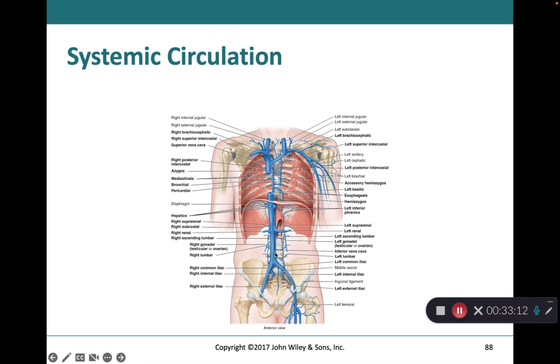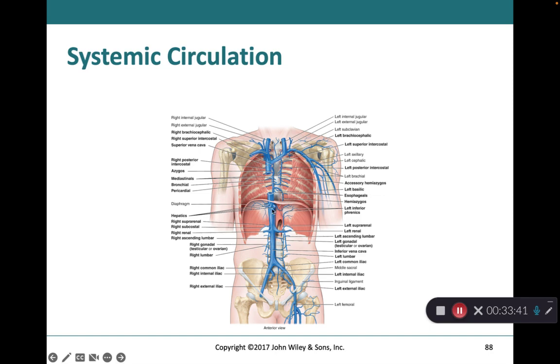We have our lumbar veins here. Our gonadal veins. Okay, so again, those will go to the testes or ovaries, renal, suprarenal. Renal drains the kidneys, suprarenal, the adrenal glands or suprarenal glands. Okay, subcostal underneath the ribs. Okay, and those all drain up.